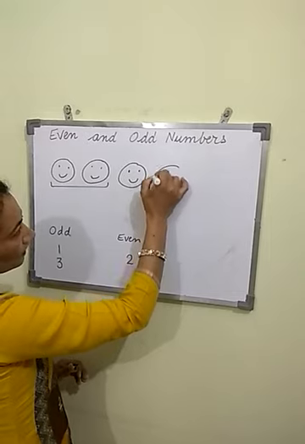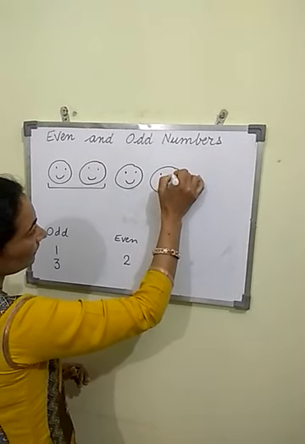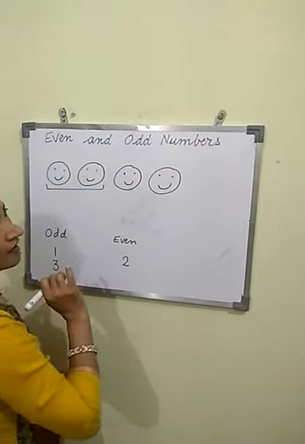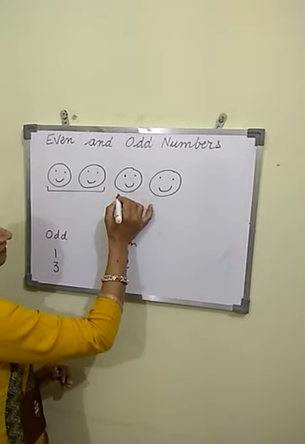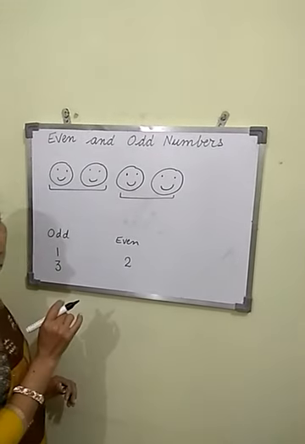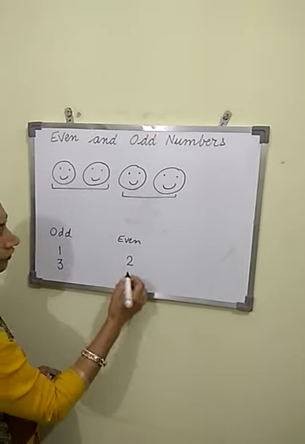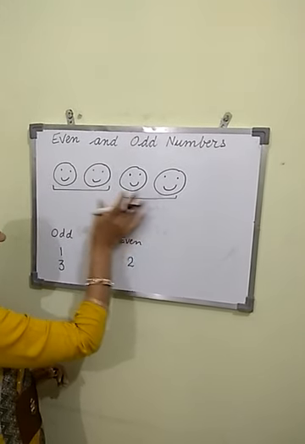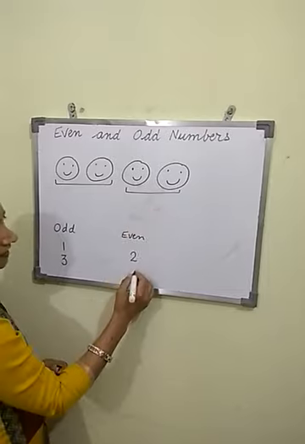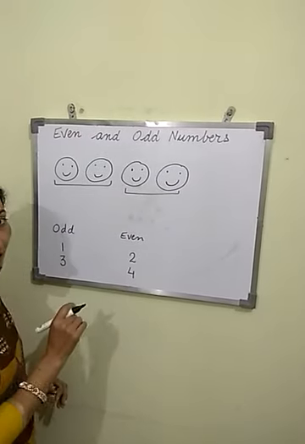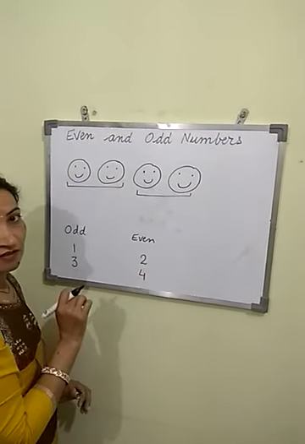Now Mr. 4 will come. They make a pair and they are feeling happy. So 4, 1, 2, 3, 4 make 2 pairs. They are happy and come in even numbers.